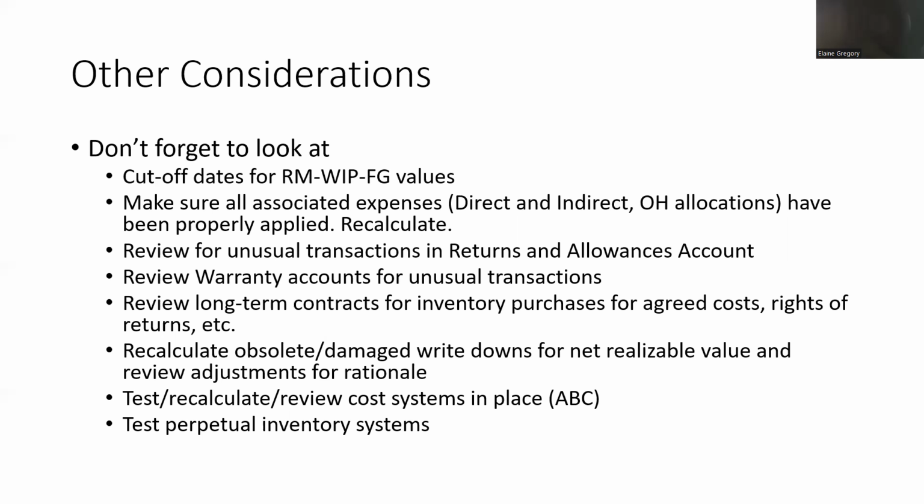You want to review long-term contracts for inventory purchases for agreed costs, rights of returns. You want to recalculate obsolete and damaged write-downs to make sure that they're valuing at the net realizable value, and then review the backup paperwork for those adjustments for rationale. Why are they considering those obsolete?